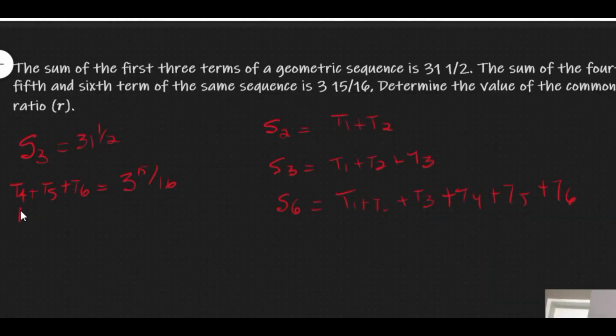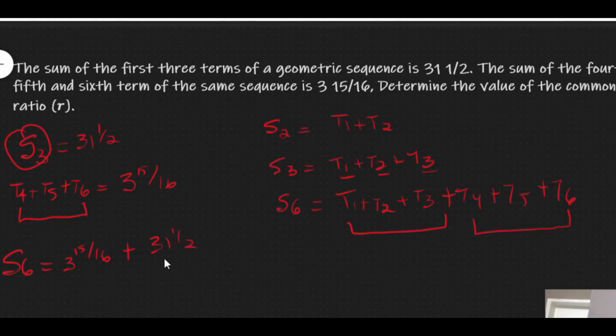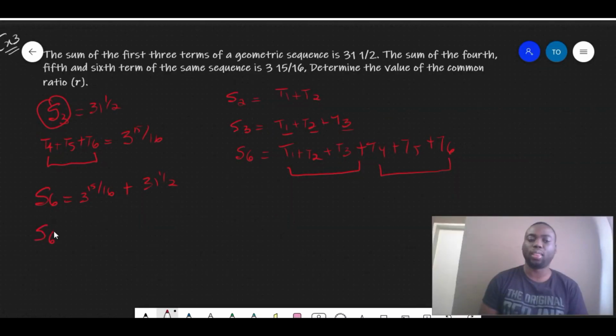I notice over here that this T4 plus T5 plus T6 is the exact same thing that we have here. S3, as we said before, is T1 plus T2 plus T3. It's this whole thing that we have over here. So we could actually say by adding these 2 answers here, that will give you S6. So I could just say S6 is equals to 315 over 16 plus 31 1 over 2. Now when you add these 2 together, that gives you 567 over 16.